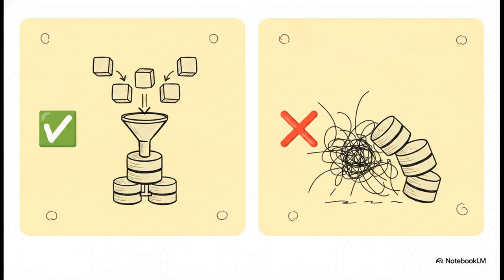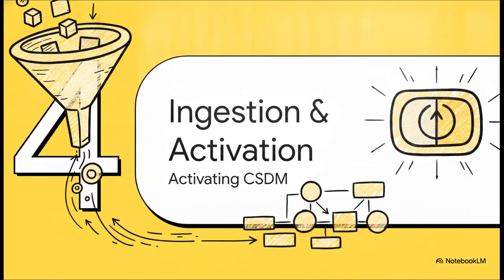Bad practice, that's loading data directly into the CMDB and accidentally overwriting critical attributes just because you didn't set up your source precedence rules properly. Which brings us to phase 4, safe ingestion and activation. This is the big moment where we actually turn CSDM on.